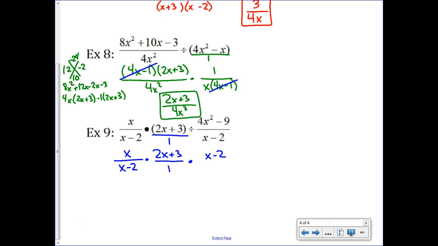So I have x minus 2 over 4x squared minus 9. That's a difference of 2 squares. So I have 2x plus 3 and 2x minus 3, and that's all I can simplify in there. So I'm going to cancel out these x minus 2's. I'm going to cancel out this 2x plus 3, and then that looks like everything I'm able to do. So the only thing I have left on top is x. The only thing I have left on the bottom is 2x minus 3. That's my final answer.